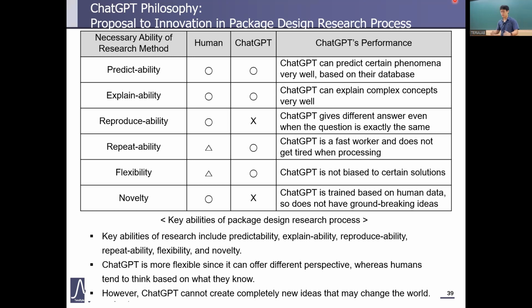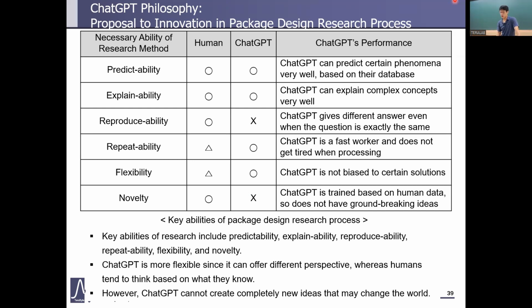it can target various users. Reproducibility, which is essential in research, ChatGPT is not really good at, because it gives a different answer even when the question is exactly the same. And repeatability: ChatGPT is better than humans because ChatGPT is a fast worker and it does not get tired while processing. This is different from humans, who really need rest sometimes.